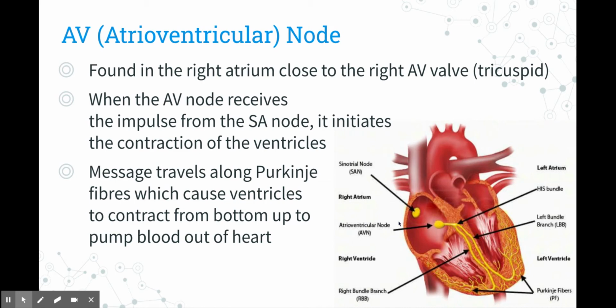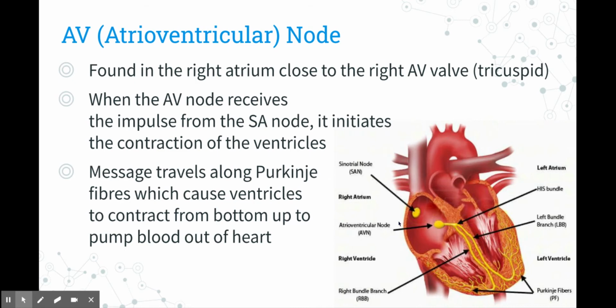The AV node, or the atrioventricular node, is also found in the right atrium, lower down, closer to the AV valve. That's the tricuspid valve. The AV node receives impulses from the SA node, and that initiates a contraction of the ventricles.